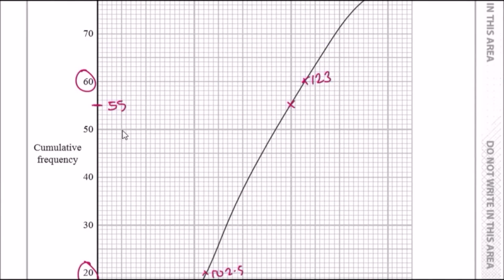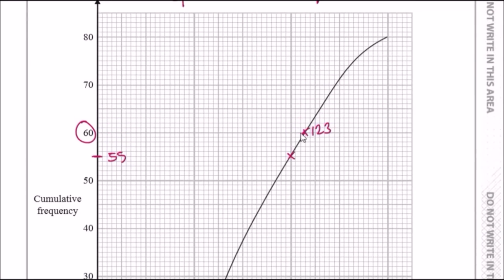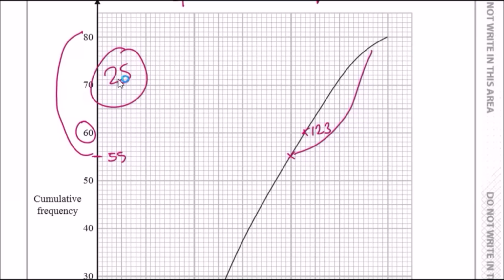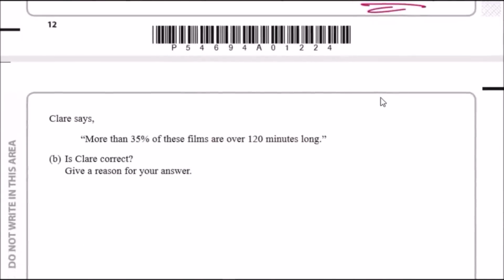So the first 55, of course, have movies that last up to 120 minutes. But if they're over 120, that's going to be the remainder area. So that's going to be the remainder after. So it'll be 80 minus 55. So it'll be the 25 films not accounted for. So that's it. So if it's 25 films out of 80, let's see what percentage that is.